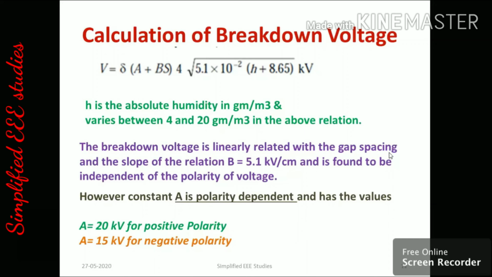This is another method to calculate the spark over voltage for the configuration of plane to plane, plane to point, point to plane or any other configuration. So this type of voltage relation is for the calculation of breakdown voltage in the rod gap arrangement.